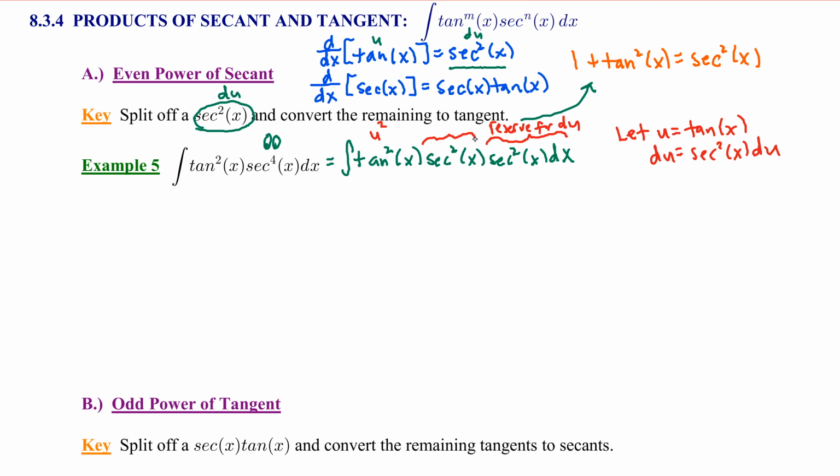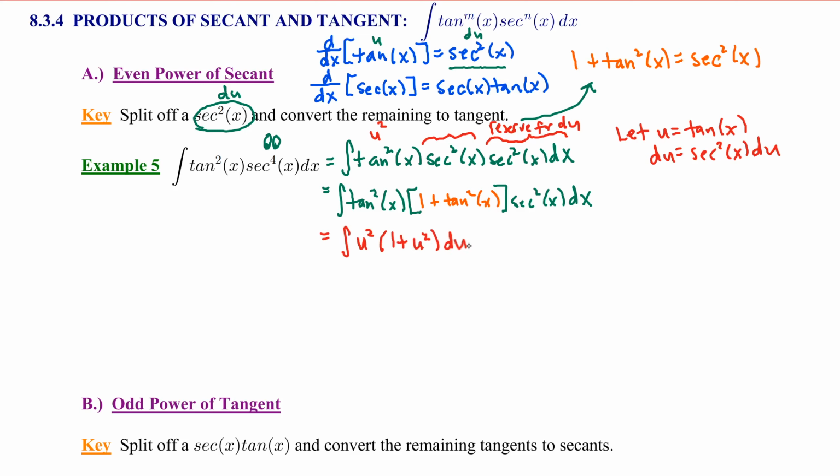So let's convert that secant squared to the function tangent using our Pythagorean identity. Our integral will look like tangent squared of x, secant squared gets replaced with 1 plus tangent squared of x, and we're saving this secant squared of x dx on the end for du. Let's go ahead and rewrite this entire integral now in terms of u. We're going to end up with the integral of u squared times 1 plus u squared du.